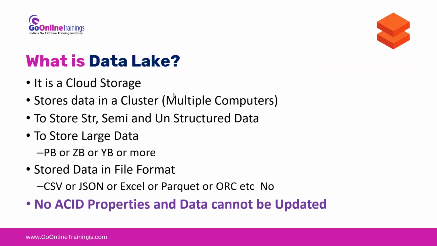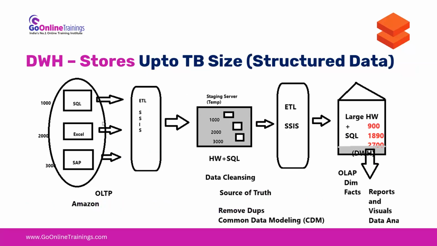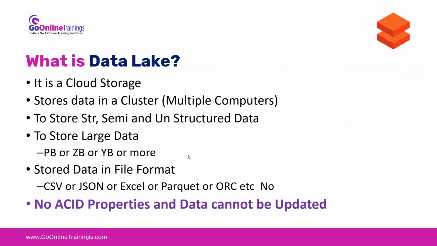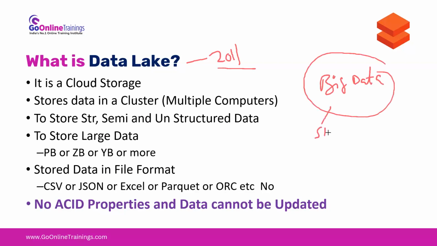So in 1990, the warehousing system was implemented worldwide, right? Data warehouse. It is also a large database. Now, in 2010, 2011, this concept was implemented because big data started. So big data means unstructured data. Most of the time you may have structured data also, but most of the time unstructured and semi-structured data.